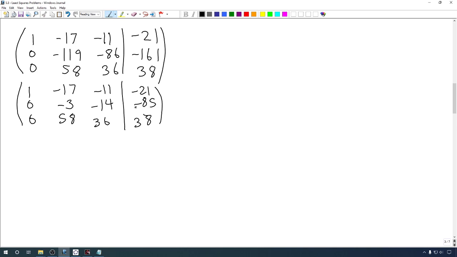Sorry, 85. Negative 85. At this point, things have gotten simple enough that we'll just go ahead and use what we have here. We'll divide the second row by negative 3, so that'll become a 1. We'll get some fractions here, but they're not nearly as bad as dividing by 119 or 653. So we don't have too bad of fractions.